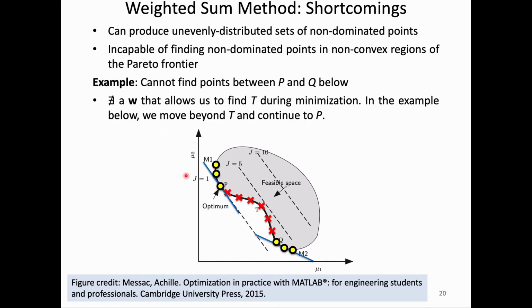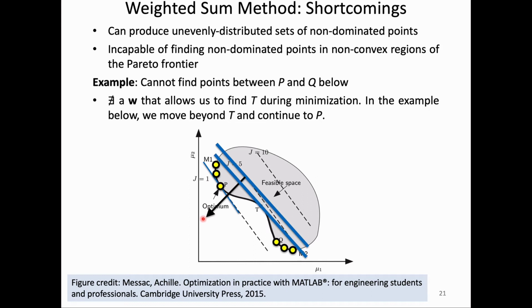If we have non-convex regions in our attainable set that are on the Pareto frontier in the objective function space, then there does not exist a value for the weights that allows us to find a point in this non-convex region during minimization. So for example, point T is in this non-convex region. If we were to take a line similar in slope to the one we use to find point P, and rotate it a little bit counterclockwise and try to move it down, we need to move down and to the left if we're going to try and find a non-dominated point.